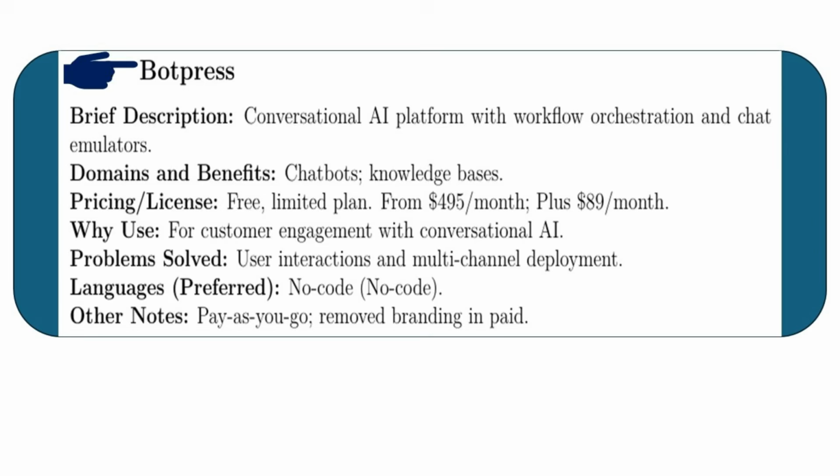Botpress: conversational AI platform with workflow orchestration and chat emulator. Chatbot is the domain area, and the benefit is the knowledge base. There is a free limited plan, also from $495 per month plus $89 per month. Generally for customer engagement with conversational AI. Problem solved: user interaction and multi-channel deployment. It is no code. Pay as you go. Removing branding is in paid plans.